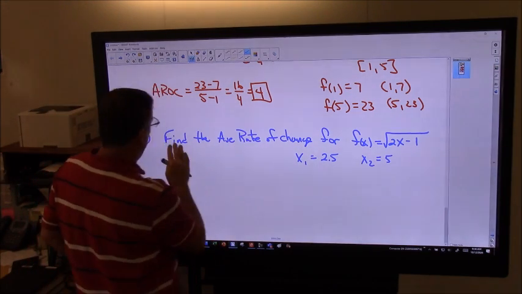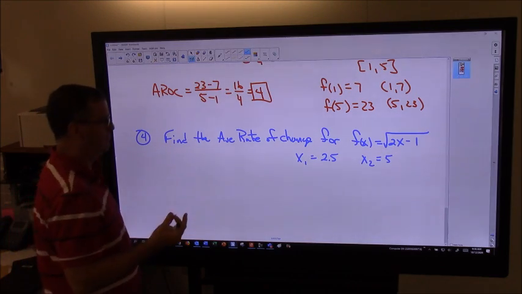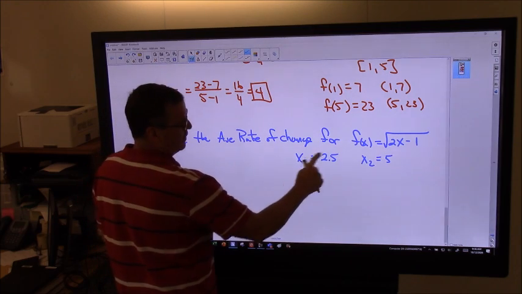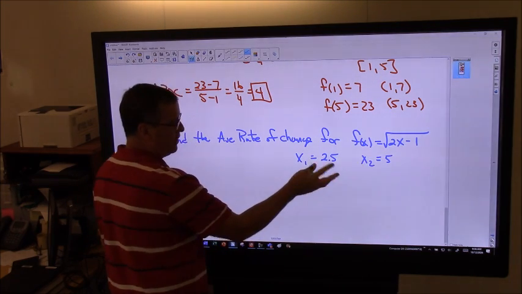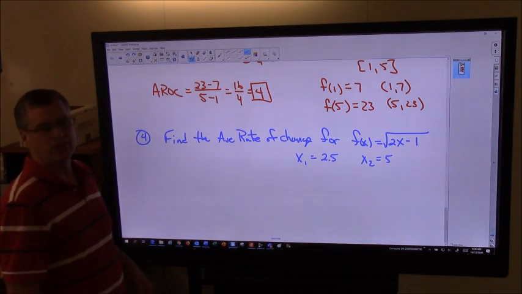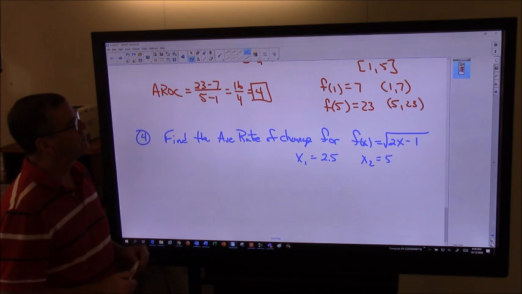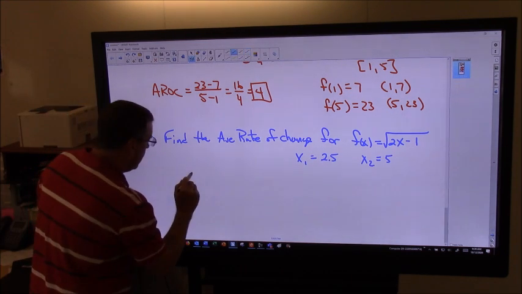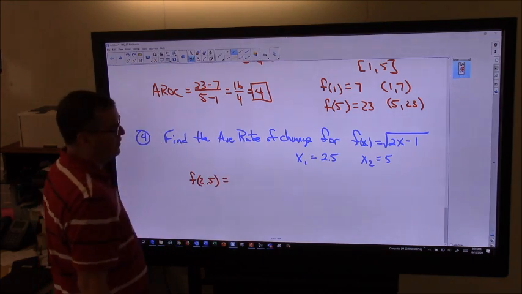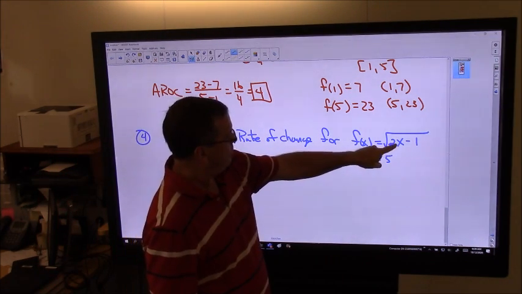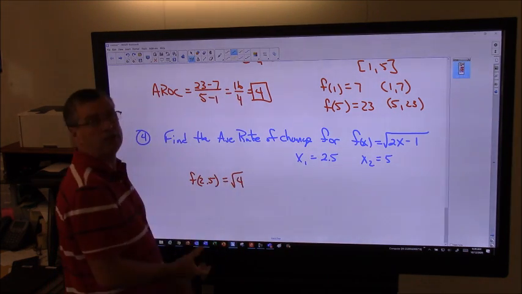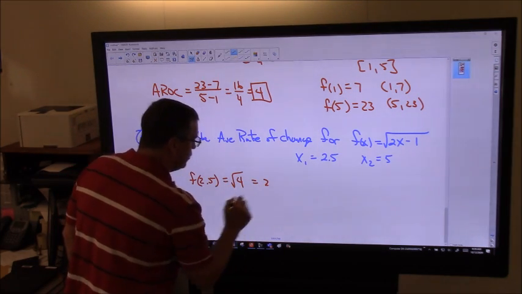We want to find the average rate of change, find the slope for this function from this x value to this x value. So if I would have said on the interval from 2.5 to 5, same thing. All right, you guys go ahead and try it. All right, so what I need to do is I need to plug these numbers in. 2.5, if I plug this in, I'm going to get 2 times 2.5 is 5, minus 1 is 4, so I get the square root of 4. Well, that's kind of nice, at least it's something easy to work with, which is 2.